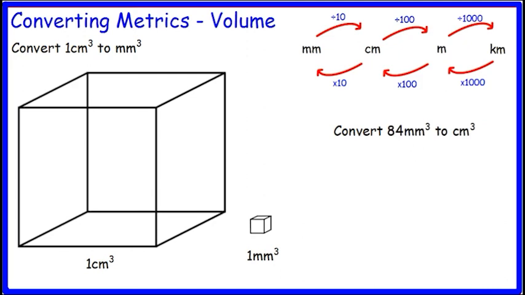Last example, 84 millimeters cubed to centimeters cubed. Millimeters to centimeters is divided by 10. So 84 millimeters cubed divided by 10. I'm dealing with millimeters to centimeters, and I'm dealing with volume. I'm dividing that by 1,000. So this divided by 1,000, if you imagine the decimal point, is 0.084 centimeters cubed.